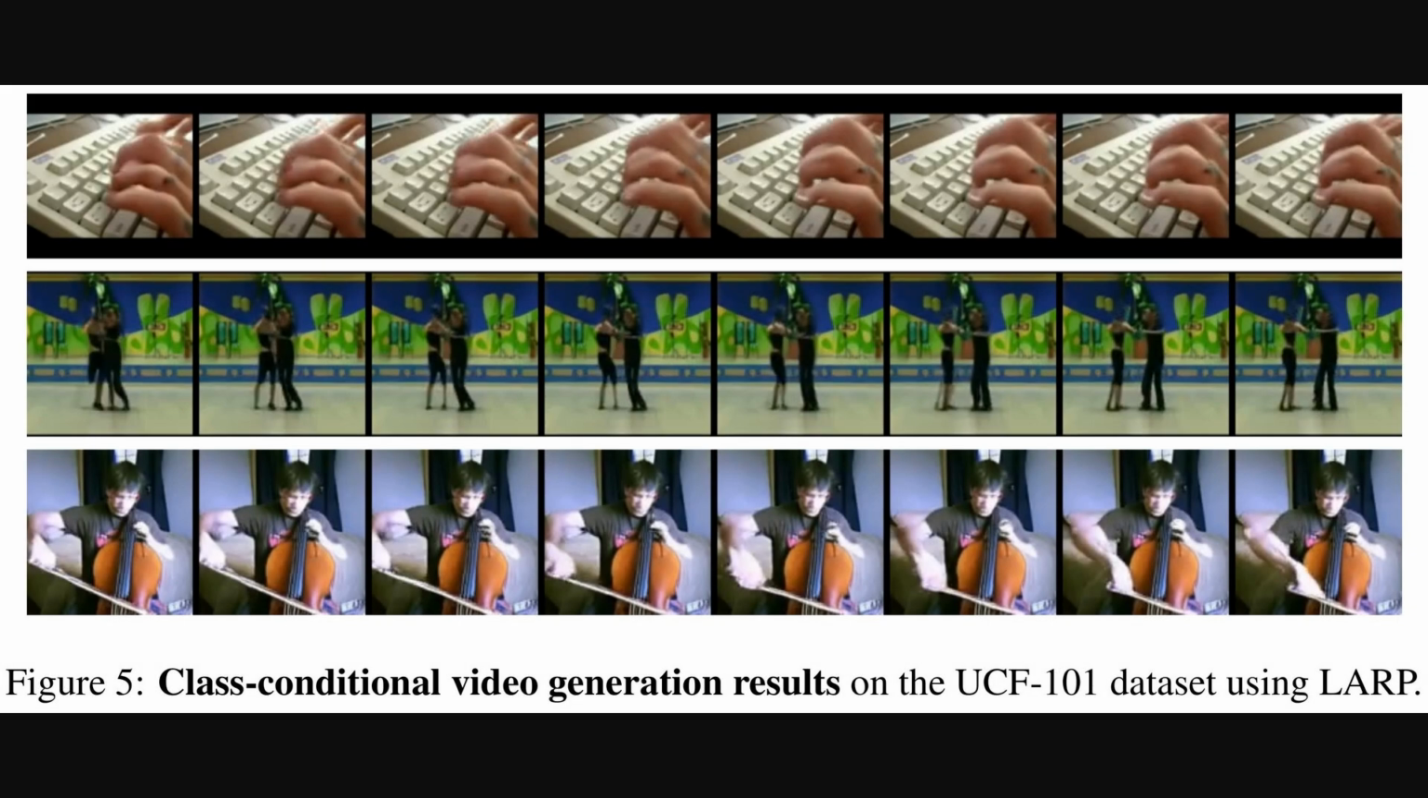Alright, so after seeing those numbers, Figure 5 gives us a visual treat. We're looking at class-conditional video generation results on the UCF 101 dataset. This means the model was asked to generate videos belonging to specific categories, and we see examples like typing, people dancing, and someone playing the cello. These visual results really bring to life those state-of-the-art Fréchet video distance scores we saw earlier, showcasing the impressive quality LARP achieves.